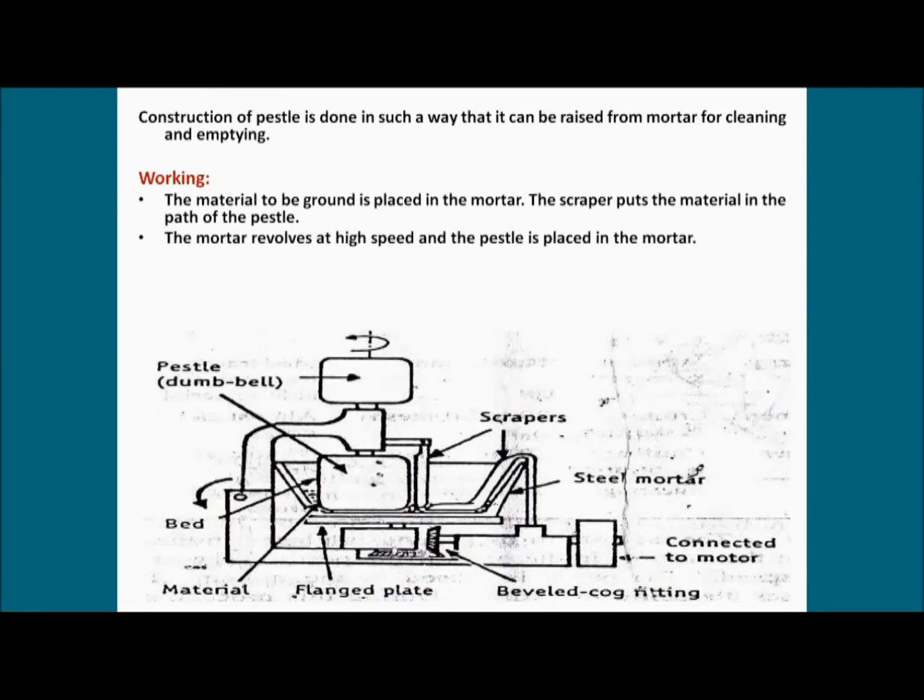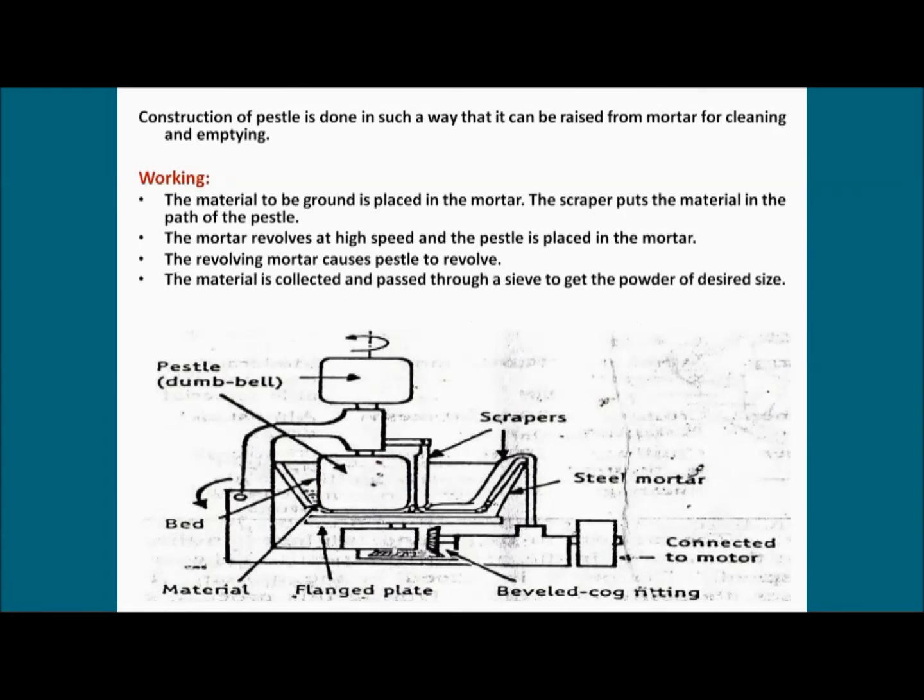The motor revolves at high speed here, and the pestle is placed in the motor. The pestle will also revolve at a very high speed because it is connected to the motor. So the revolving motor causes the pestle to revolve also, and thus the material is collected and passed through the sieve to get the powder of the desired size.